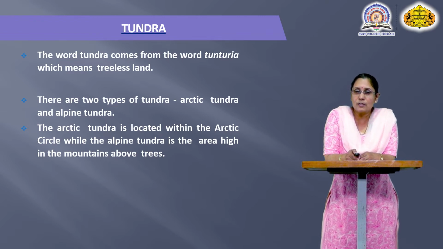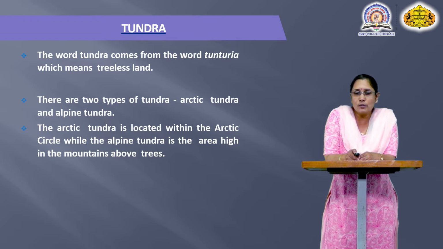So basically it is divided into two regions. So two types of tundra you can say. One is the Arctic tundra and second is the alpine tundra. So what is the difference and what are the locations of this Arctic tundra and alpine tundra, that we can see here.